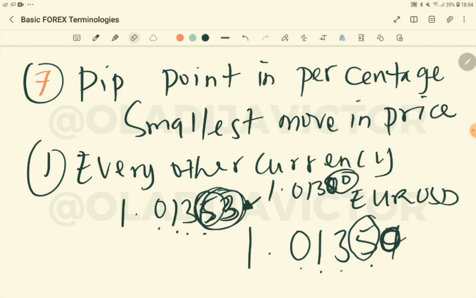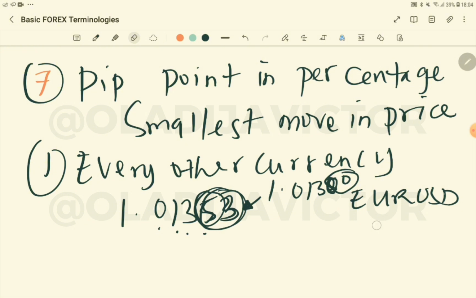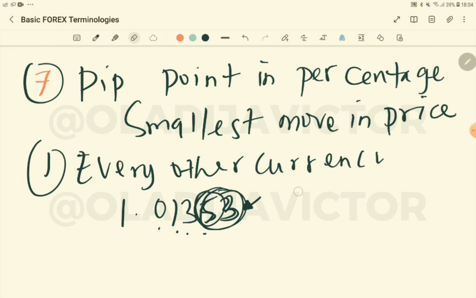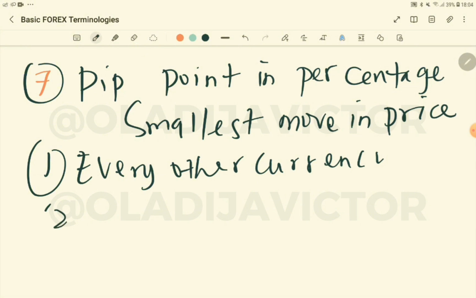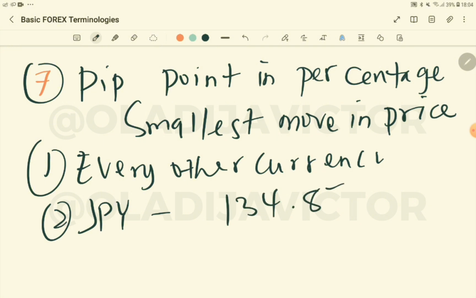But when it comes to JPY pairs, that's Japanese yen, Japanese yen is the 2nd category. It is the 2nd number after the decimal. So if you have 134.851 for Japanese yen, this is your pip. This is where it starts from.